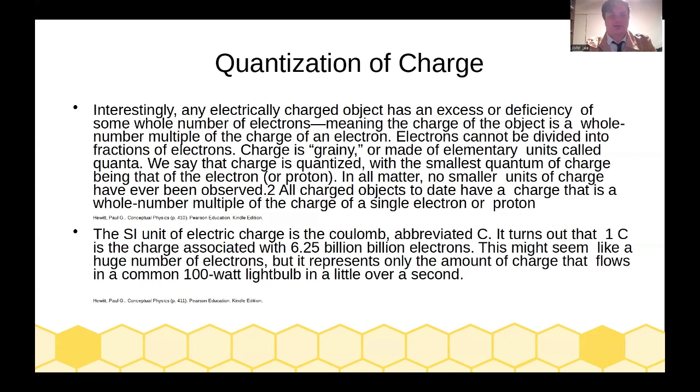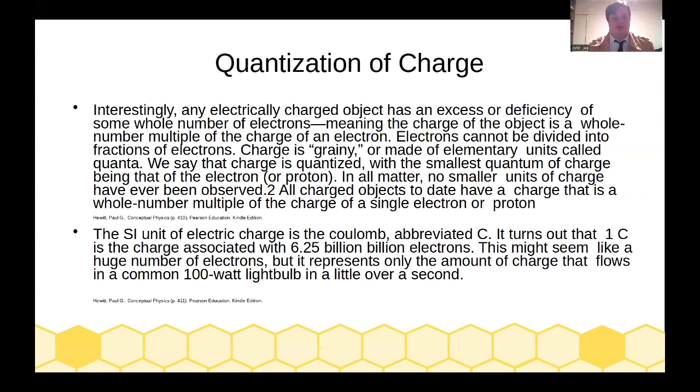values for the charge. We say that charge is quantized, with the smallest quantum of charge being that of the electron or proton. In all matter, no smaller units of charge have ever been observed. All charged objects to date have a charge that is a whole number multiple of the charge of a single electron or proton. The SI unit of electric charge is the coulomb, abbreviated C.